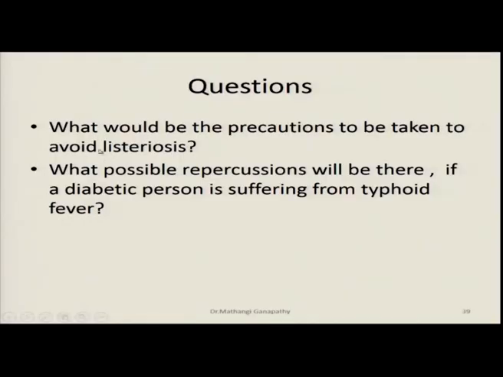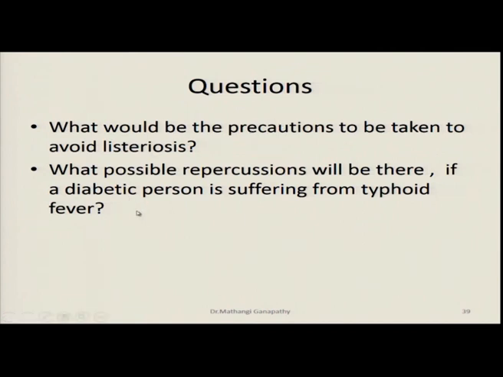So as a foodborne infection, question number 1 would be, what would be the precautions to be taken to avoid listeriosis? Who would be the people who have to be extra careful, especially with regard to getting infected with listeria?